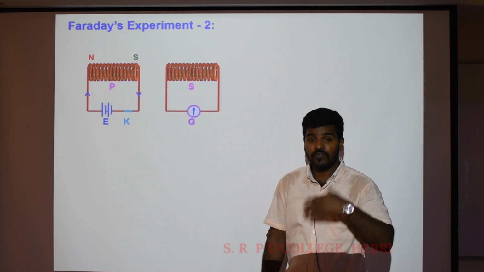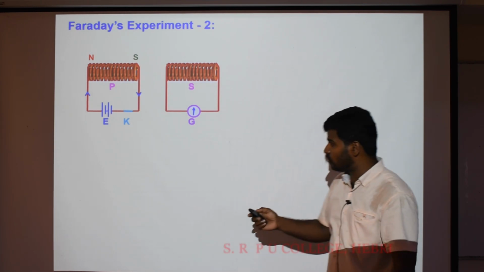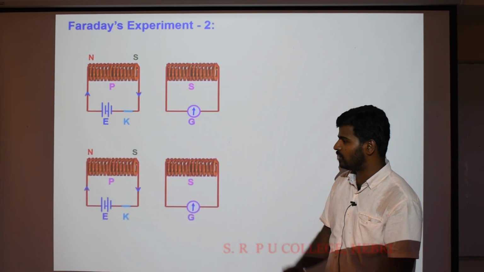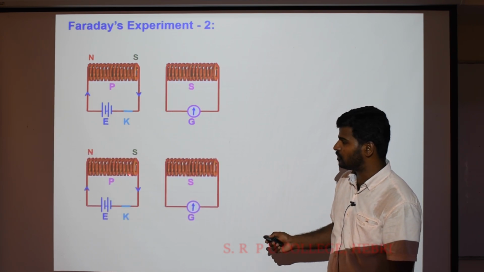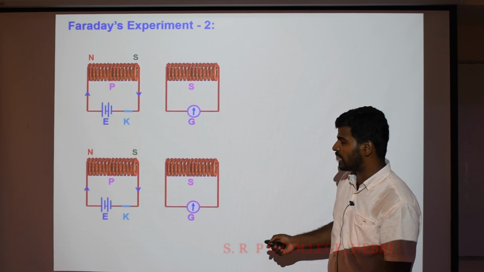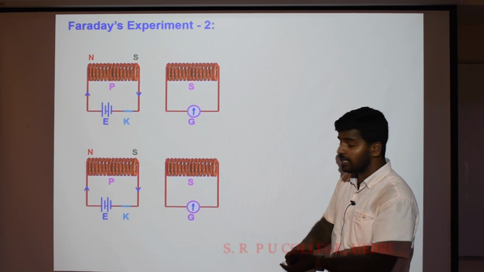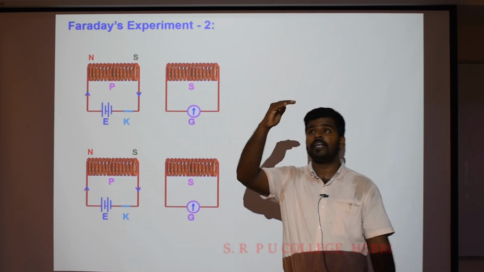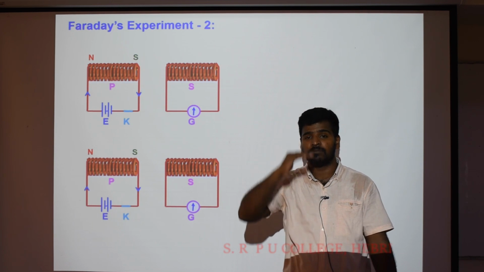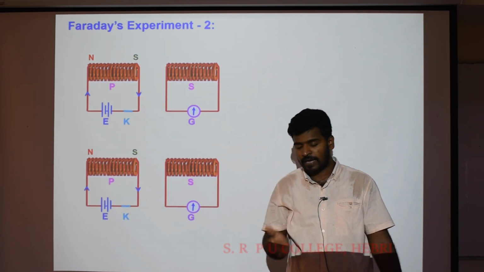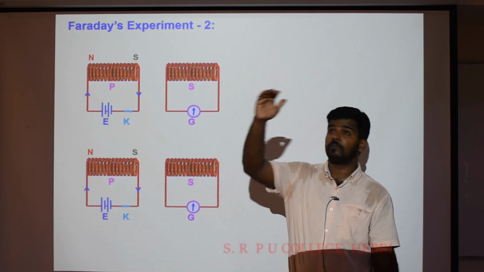Is it clear? If the reverse, see, let us study in the second case: the primary coil, in which we are connected by the battery. When the key is open, the current decreases from maximum to minimum.